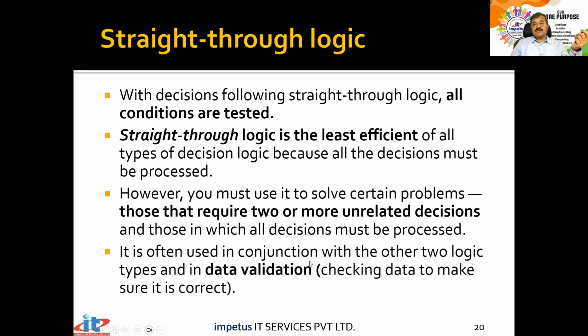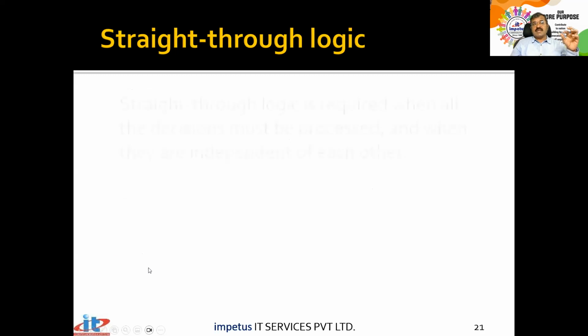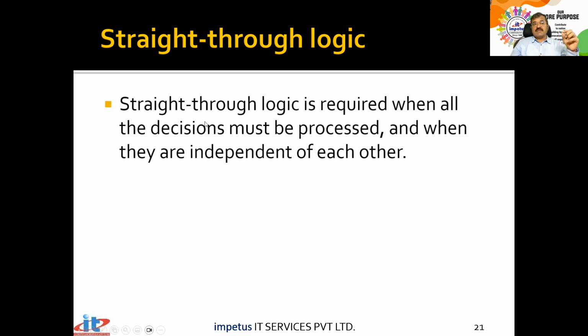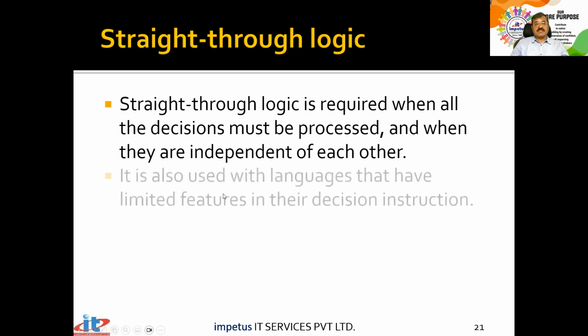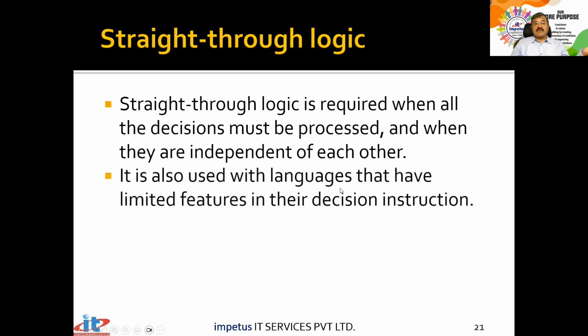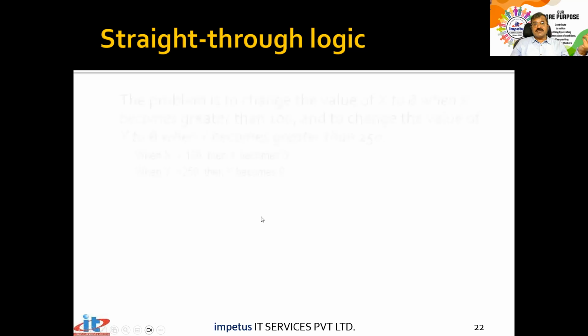It is often used in conjunction with other logic types and data validation. Check the data to make sure it is correct. This is a bit advanced, we have not yet discussed it, so we'll keep this aside. Last point, but let's take an example to understand. It is required when all decisions must be processed and when they are independent of each other. That means every decision is independent, has nothing to do with the previous decision. It is also used with languages that have limited features in the decision structures.